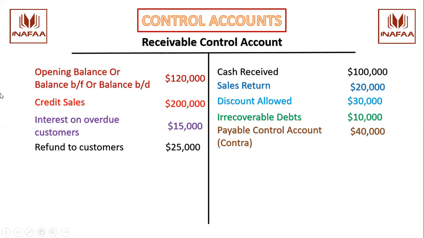First of all, the opening balance is actually the balance brought forward from the previous year. Then you make a sale to the customers, you receive cash from customers. Customers normally tend to return the goods, you allow some discount to customers, you record some customers as being irrecoverable. Some of your customers might directly pay to your payables, and some you will charge interest to, and then you might have to refund some amount to the customers if they pay you an additional amount. So these are the transactions of the receivables.